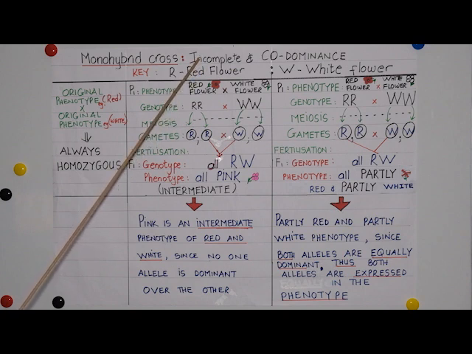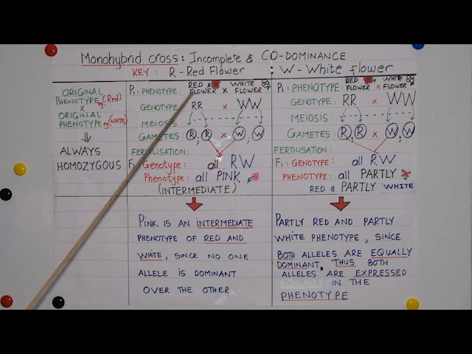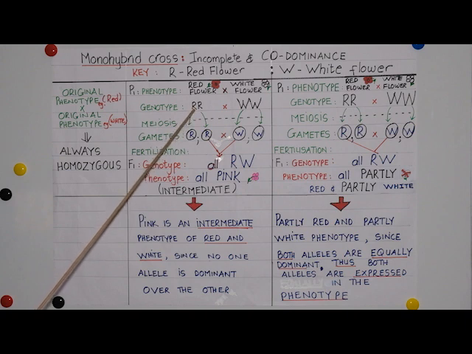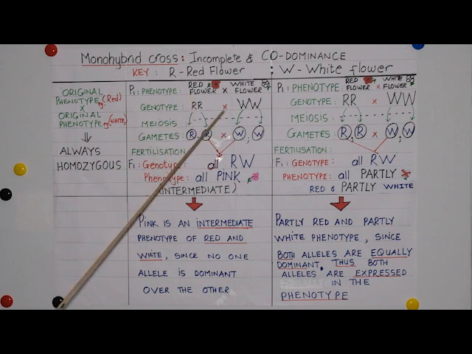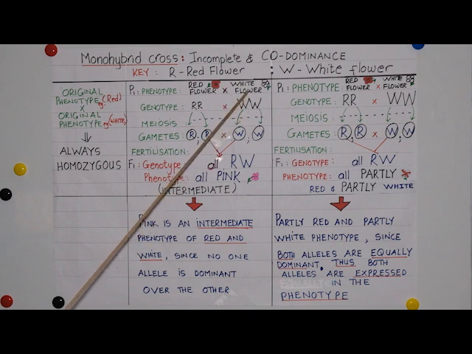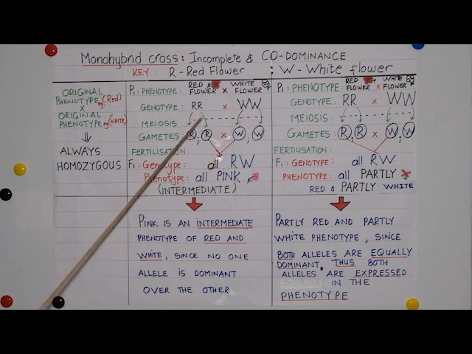So let's start with incomplete dominance, going down this way. P1 phenotype, red flower color times white flower color. Genotype, remember the original phenotype has to be homozygous, so two capital letter R's for the red flower color times the white parent. The parent with white flowers will have two capital W's for white flower color.